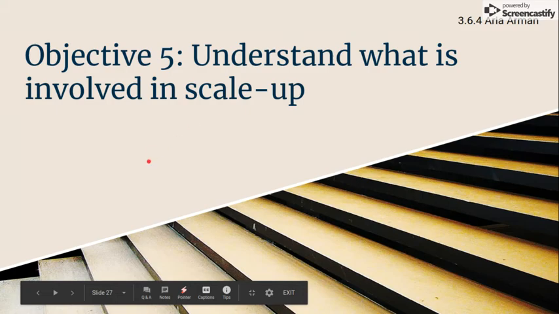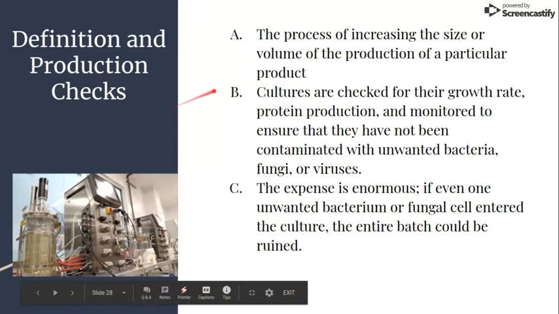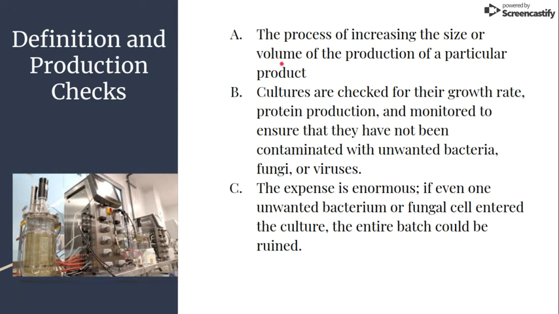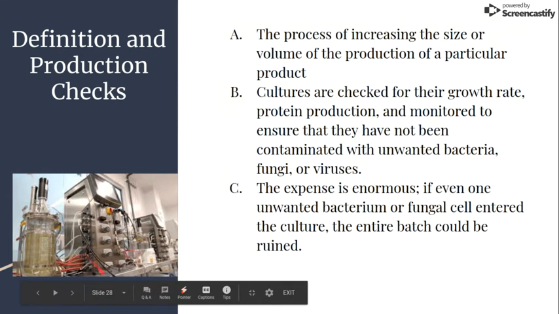Objective 5: understand what's involved in scale-up. Definition and production checks. Scale-up is the process of increasing the size or volume of the production of a particular product. Cultures are checked for their growth rate and protein production, and monitored to ensure that they have not been contaminated with unwanted bacteria, fungi, or viruses. The expense is enormous. If even one unwanted bacterium or fungal cell entered the culture, the entire batch could be ruined. And the cultures are big.